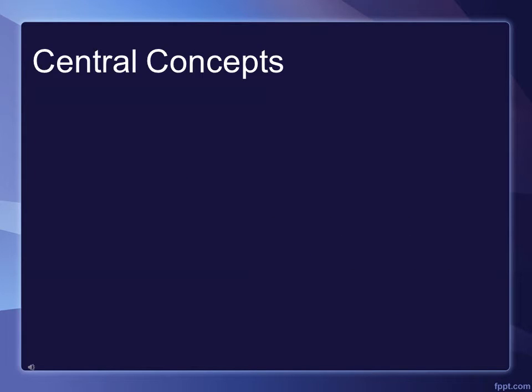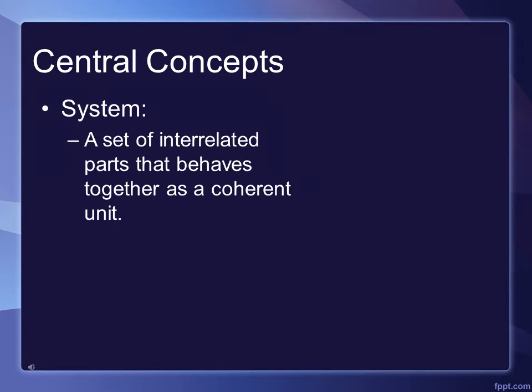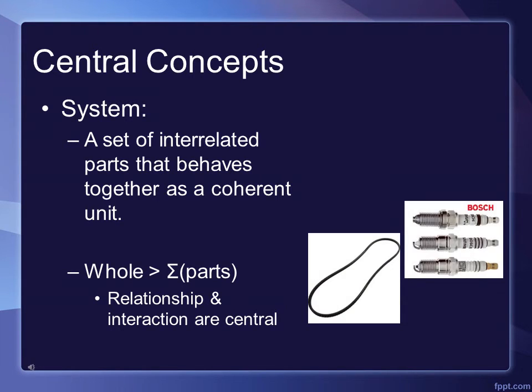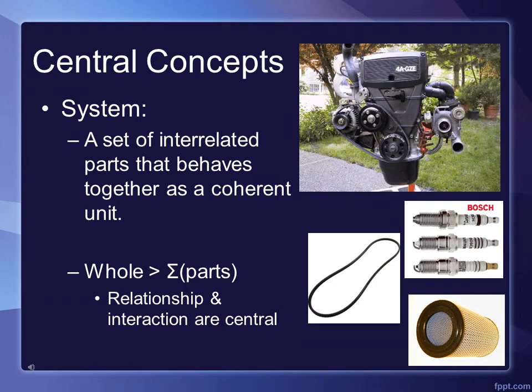A couple of central concepts of systems theory. And a good place to start would be to figure out first what exactly is a system. So a system is a set of interrelated parts that somehow functions together as a unit. Another way of saying that is that the whole is greater than the sum of the parts. So the relationship between the parts and the way they interact is what's key to it being a system instead of just a group of parts.